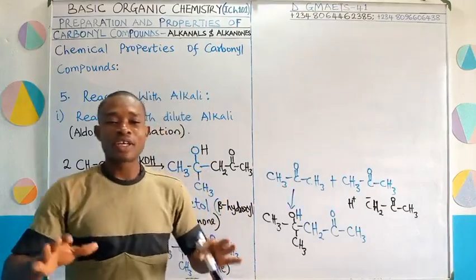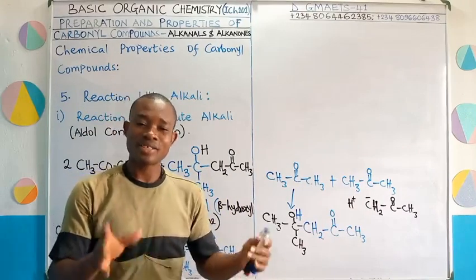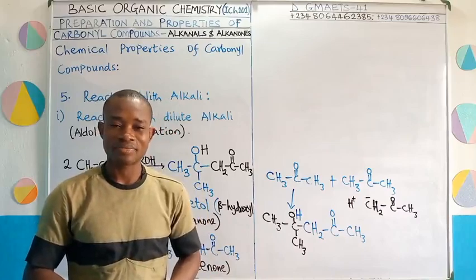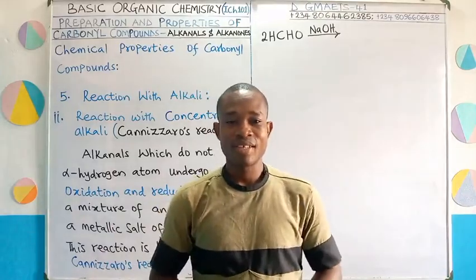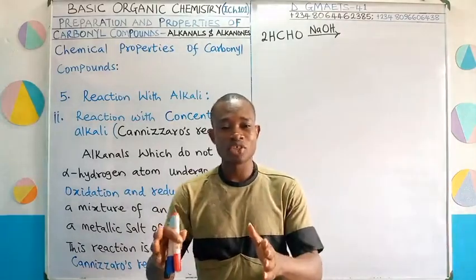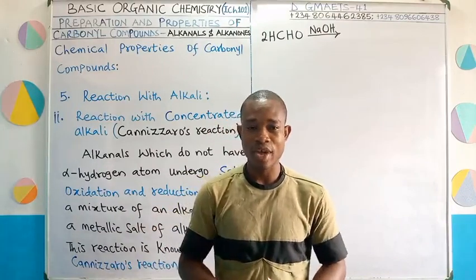It is now time we consider the next reaction with alkali, this time around concentrated alkali, the Cannizzaro reaction. And now, the Cannizzaro reaction. This is the second form of reaction of carbonyl compounds with concentrated alkali. We call that reaction Cannizzaro reaction.